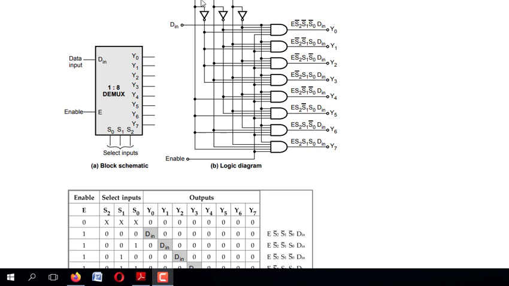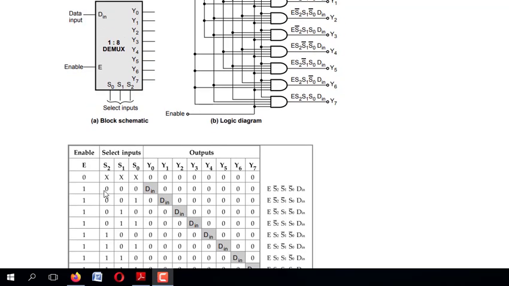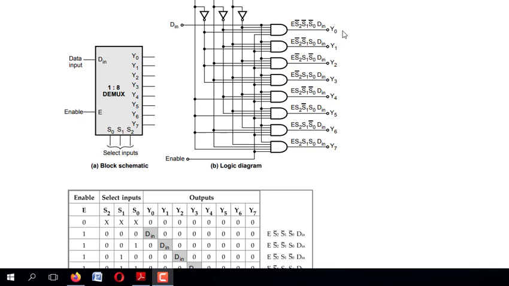So what may be the possibilities? 0 0 0, 0 0 1, 0 1 0. It will continue up to 1 1 1. See here, see the truth table here. If my selection line is 0 0 0 and my D in is on, you will be getting the output at Y0. That's why you will be having D in here.